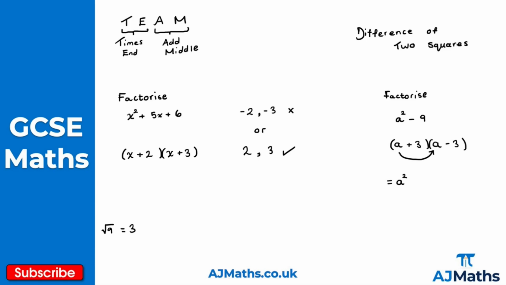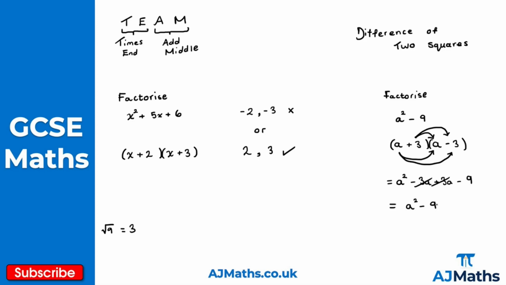A times minus 3, that would be minus 3a. Then we do 3 times a, which would give us positive 3a. So plus 3a. And then finally, positive 3 here times negative 3, that would give us minus 9. And what you'll notice is when we simplify now, these two terms here in the middle, they cancel. Okay? What we get left with then is a squared minus 9.